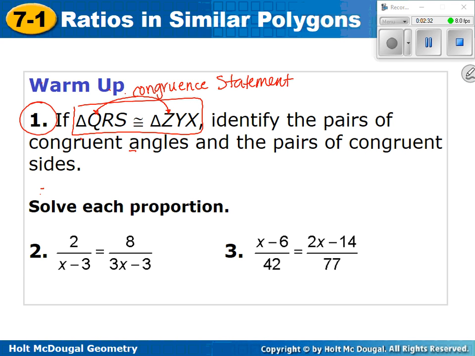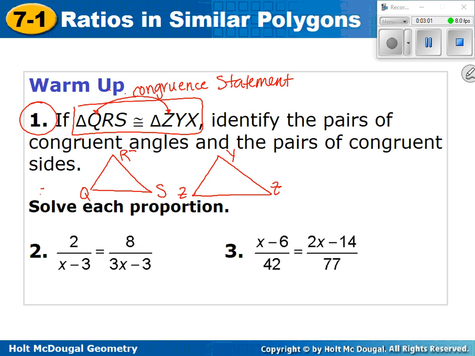So this says identify the pairs of congruent angles and the pairs of congruent sides. And I saw a couple people, they were drawing pictures and labeling their pictures. That's so helpful if you need that visual. So draw yourself a picture of a triangle. Label it QRS. Draw yourself a picture of another triangle. In the same location, label it ZYX. And then you're going to list all the congruent corresponding parts.